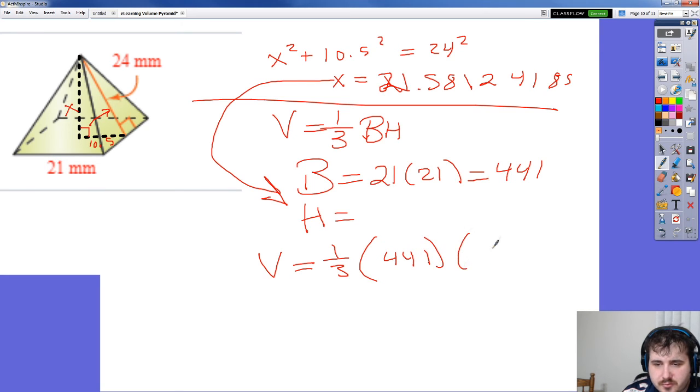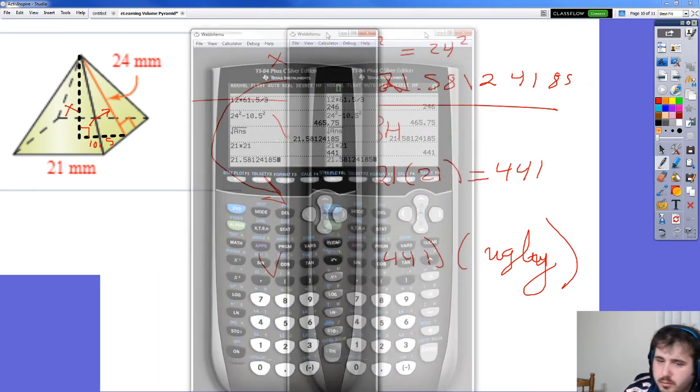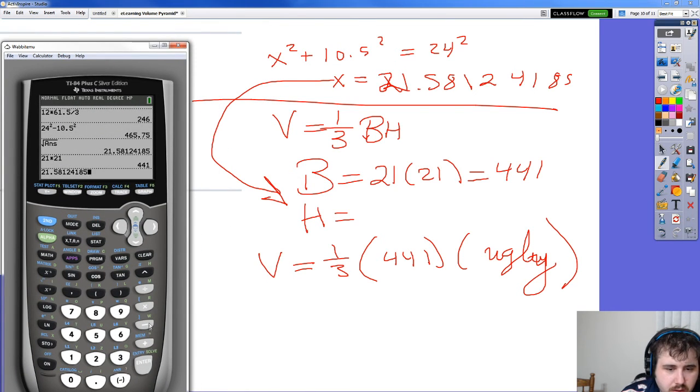441 times ugly. I know I'm body shaming this decimal, but you know what? It deserves it. So, we're just gonna do 1/3 times 441 times the ugly number, and we're gonna get our answer. So let me pull this back out here so you can see the magic. Times 441. I'm not even writing down 441. This is peak lazy hours for Mr. Webster. But this is your answer.